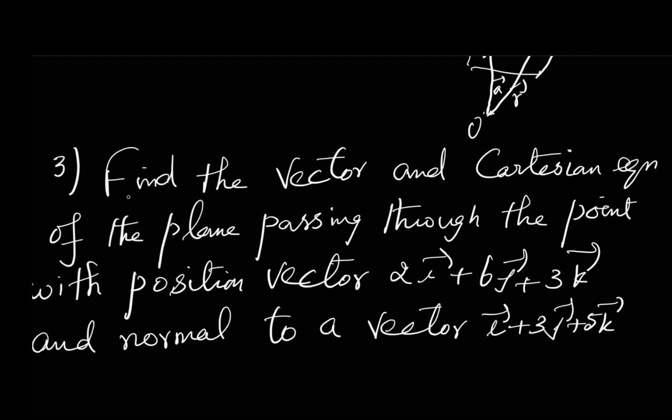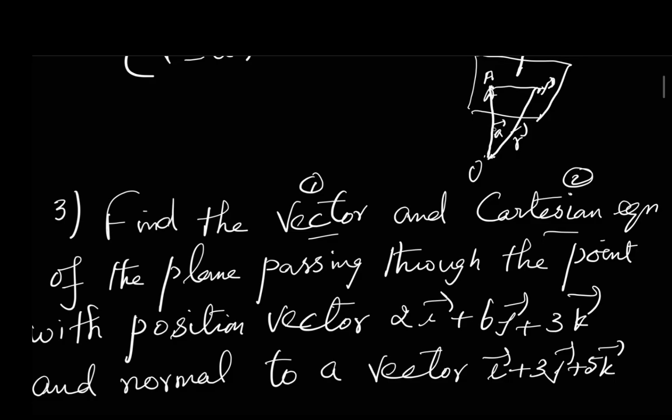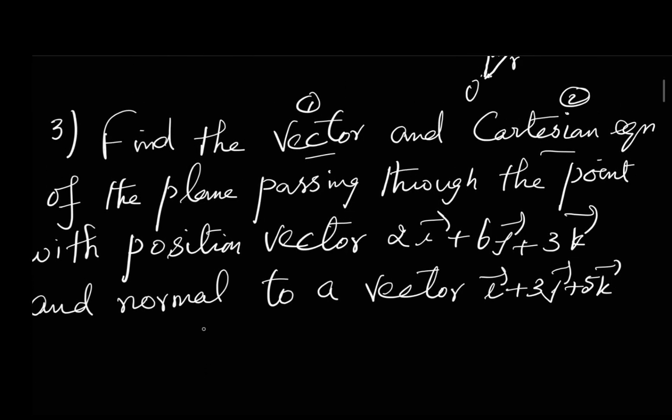See question number 3. Find the vector and Cartesian equation of the plane passing through a point with the position vector 2i plus 6j plus 3k and normal to a vector i plus 3j plus 5k. So we have to find the vector and Cartesian equation, two forms of the equation of a plane, and the plane passes through the point given here as vector A.